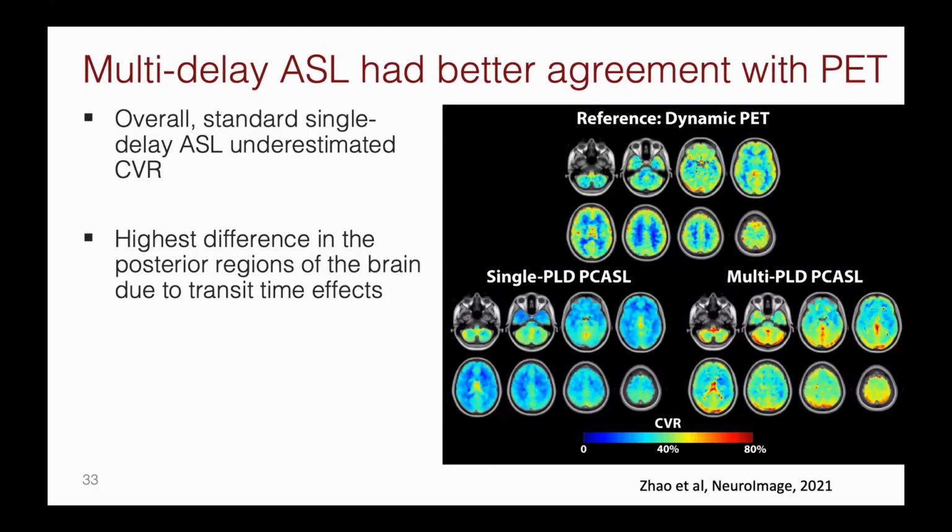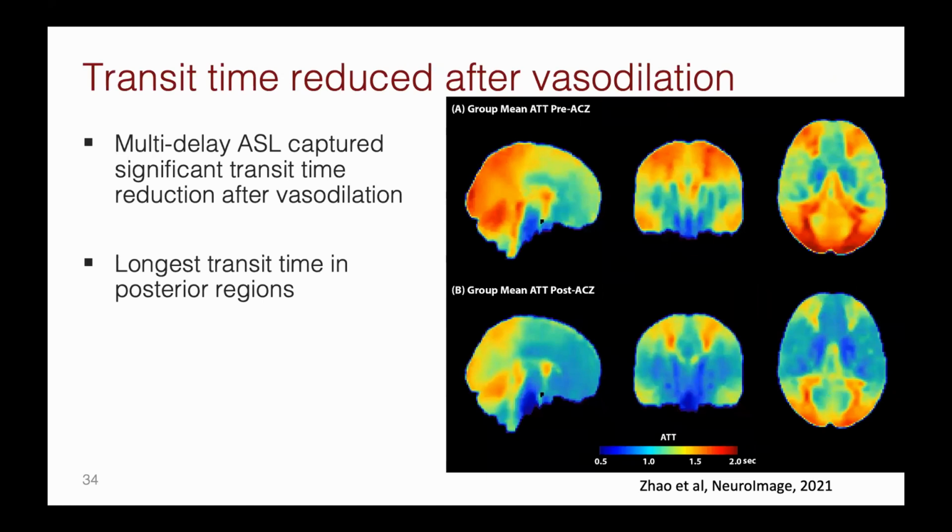Now, if we compare the two ASL results with the reference PET images, we can see that the CVR of the multi-delay method showed a higher agreement with gold standard PET than the standard ASL technique. And the reason was that the multi-delay ASL was able to capture the significant variation in transit time for different physiological conditions, which is shown in this mean transit time map of the group, where the multi-delay technique captured about 15% reduction in transit time after vasodilation.